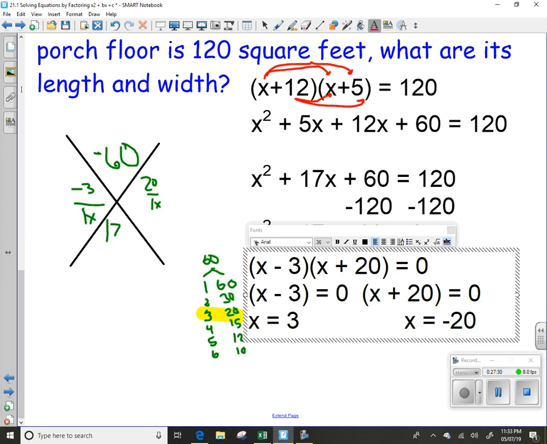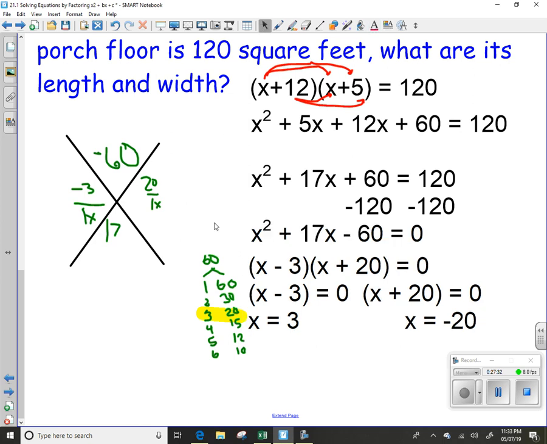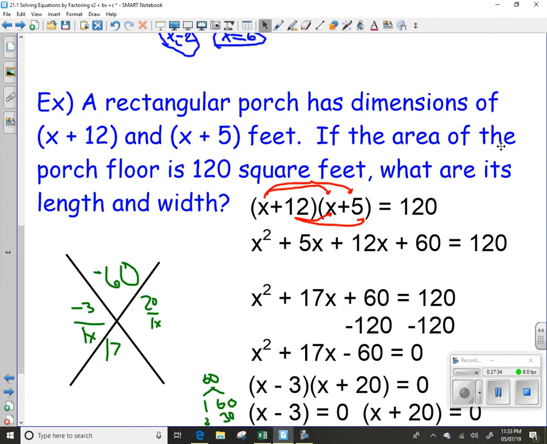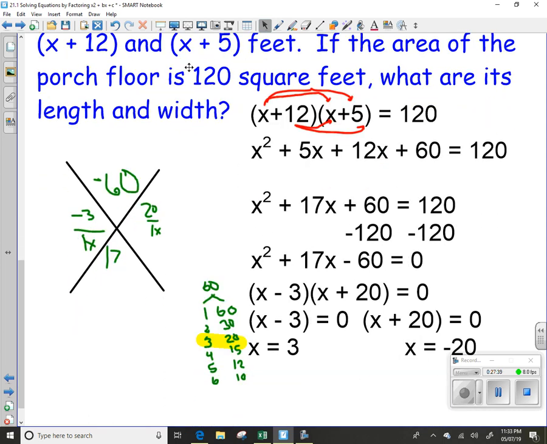Now, in this case, remember that I was trying to find what are the length and width. So if I plug in negative 20 plus 12, that is negative 8. Can I have the length of my side of my porch be a negative 8? Or even if I plug in negative 20 here, negative 20 plus 5 is negative 15. Can I have the side of my porch be negative? Not possible. Can't have a negative side, negative length of something.